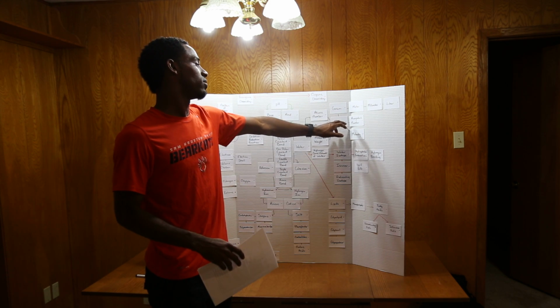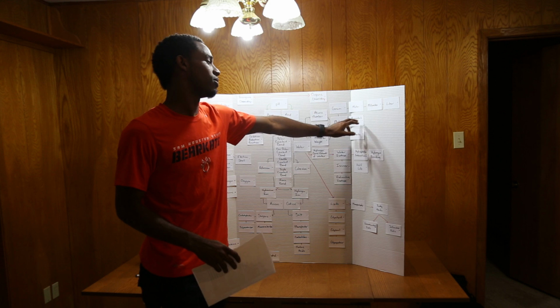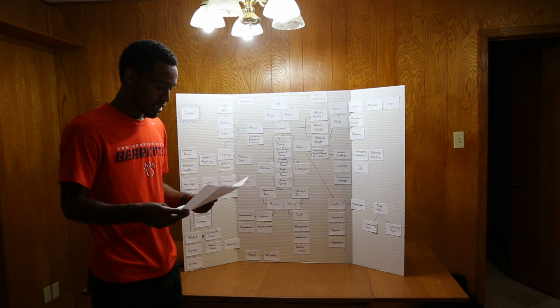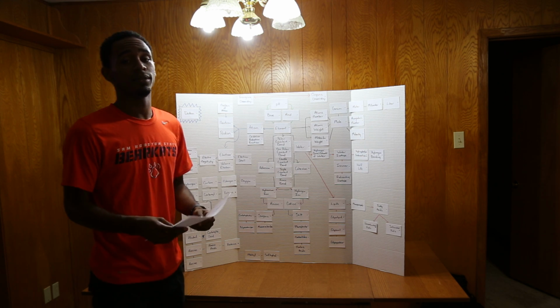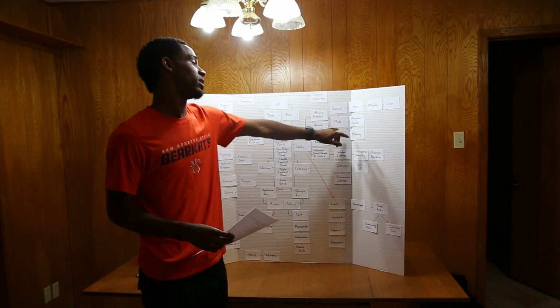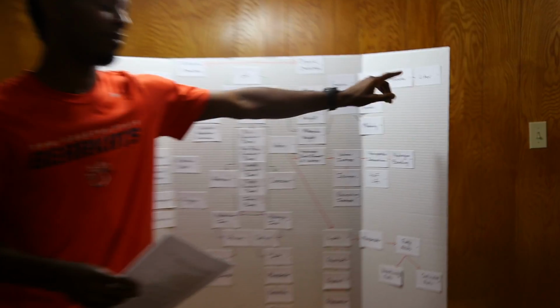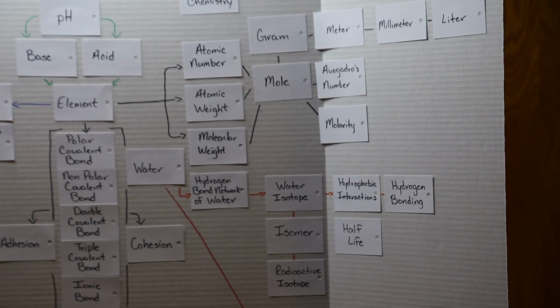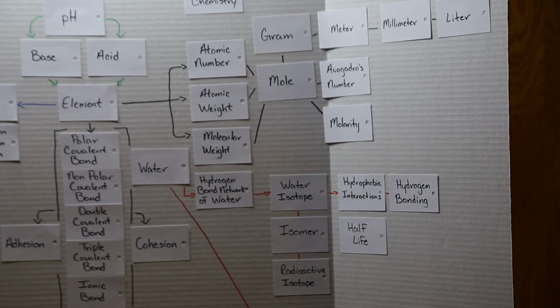The mole is associated with Avogadro's number. Avogadro's number is the number of carbon atoms in 12 grams of carbon, whereas molarity is moles divided by liters, and molarity is the concentration of a solute in a solution.